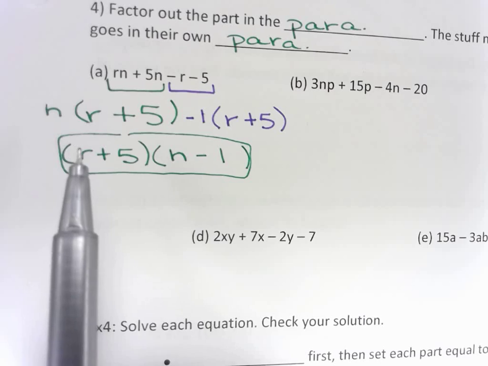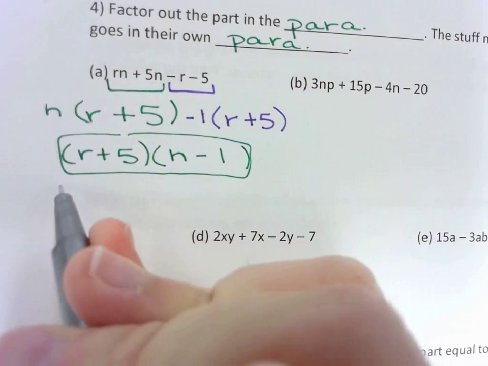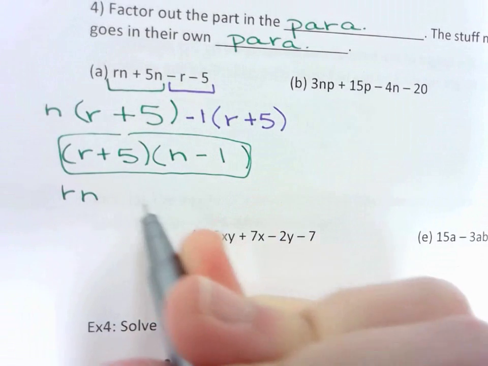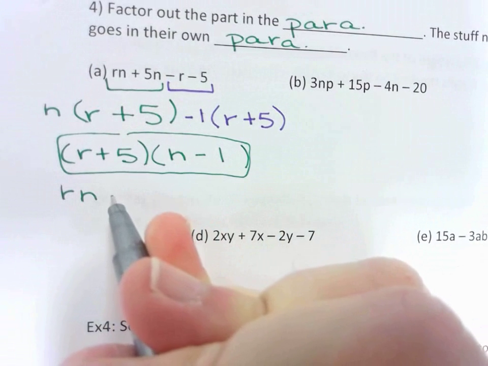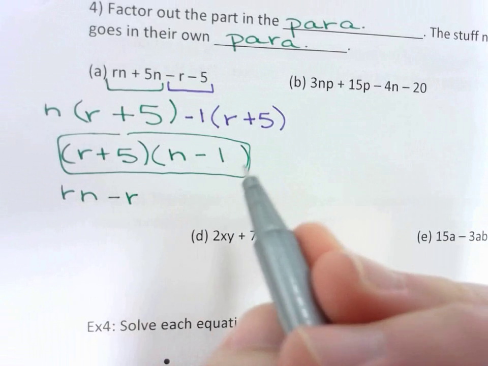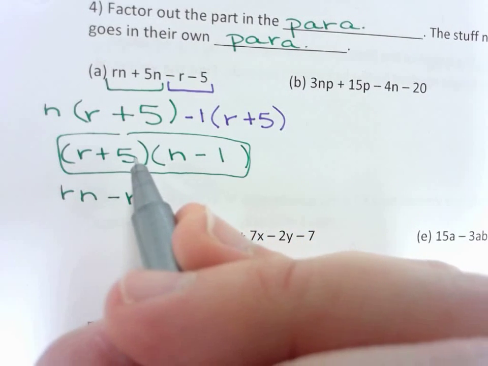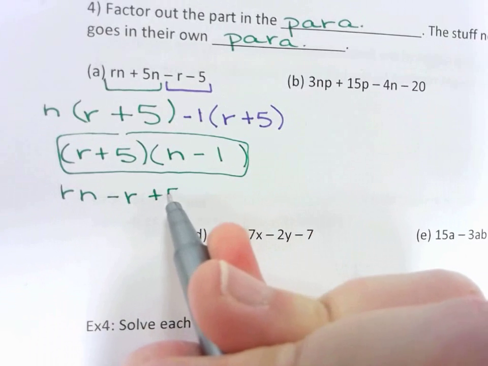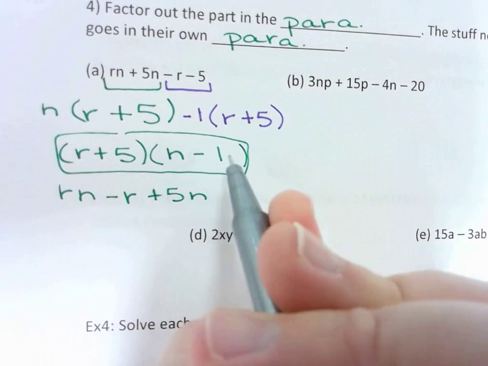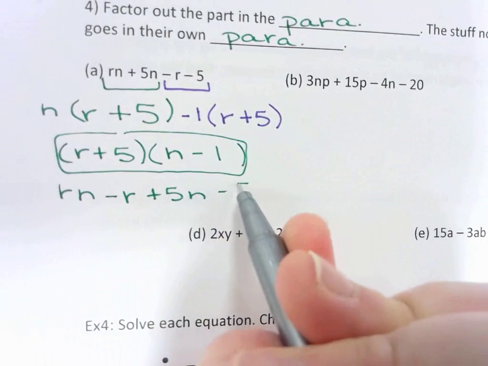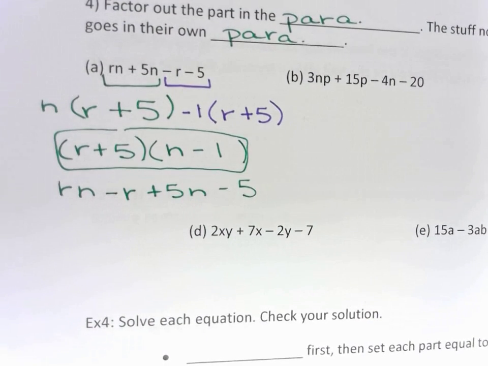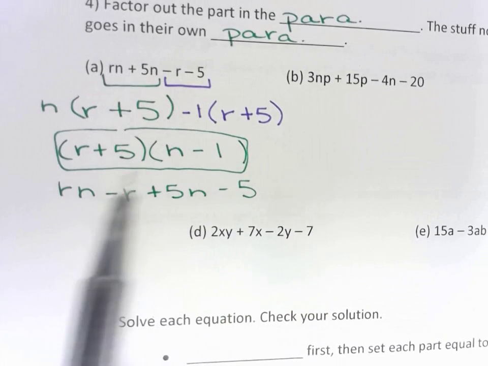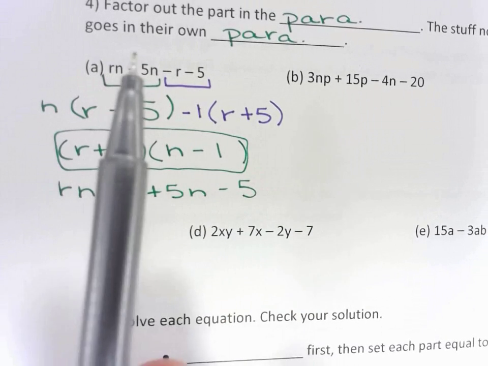If you multiply it out, you would FOIL. R times n is Rn. R times negative 1 is negative R. Now take your 5 and distribute it. 5 times n is 5n. 5 times negative 1 is negative 5. Like I said earlier, you're basically working backwards. This is your answer. It's in a different order, but it's the same exact thing.